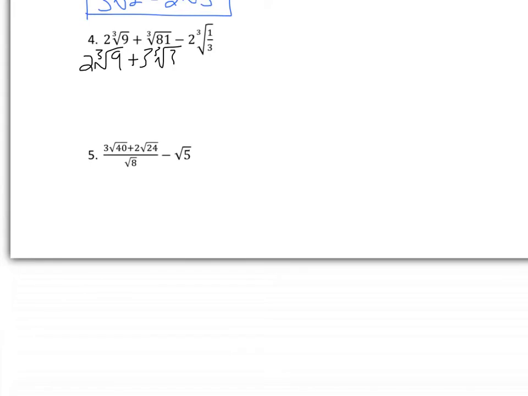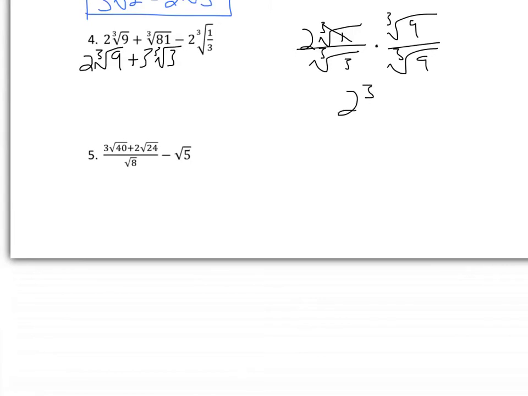Now the last one, okay, we've got to split it up. I'm just going to work with this over here first. 2 cube root of 1 over the cube root of 3. We know cube root of 1 is 1, so we don't need to worry about that. And to rationalize this, we multiply the top and bottom by the cube root of 9 over the cube root of 9. Okay, so on top we're going to have 2 cube root of 9.